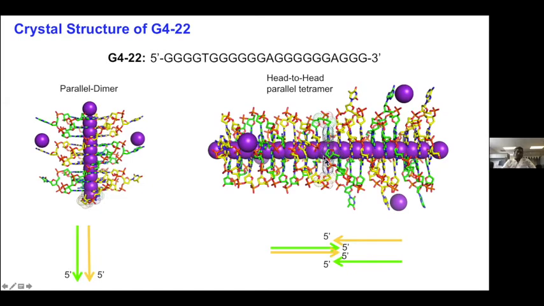When you have enough concentration, I mean, because in the crystal structure the concentration of the DNA is too high, you would create this tetramer, which is basically a head-to-head parallel tetramer. So this was our crystal structure.